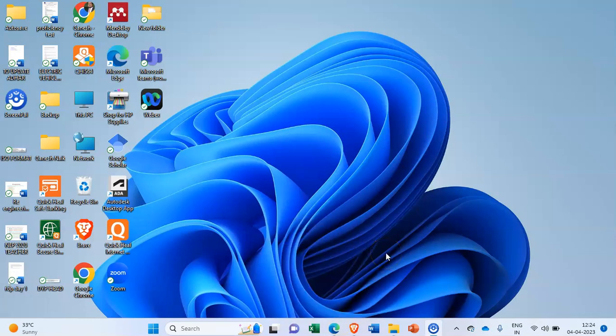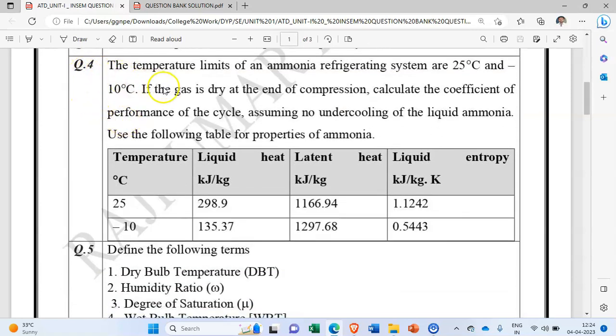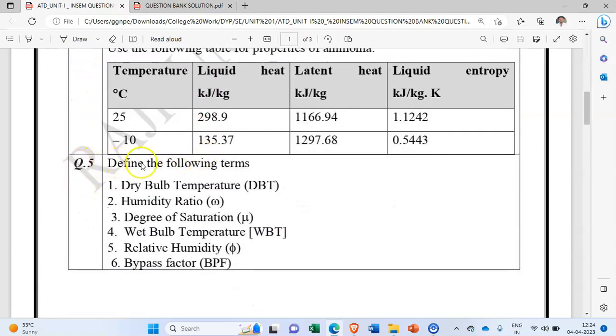Good evening, students. In the previous video, we saw question number 1 and question number 4 of the question bank. Now, in this video, we will see the next question. In the previous video, we solved question number 4. Now, question number 5 is very easy.